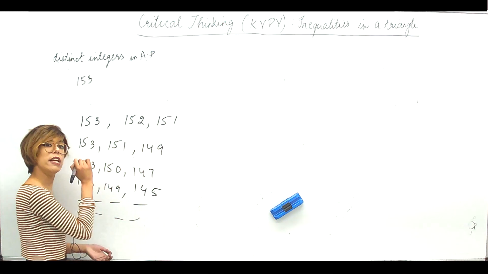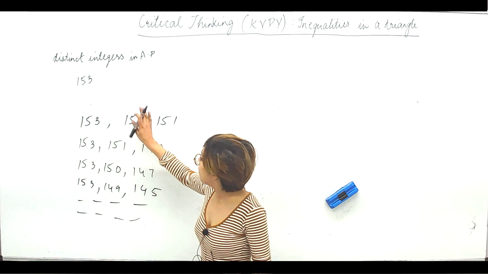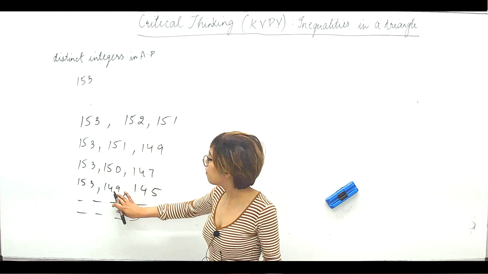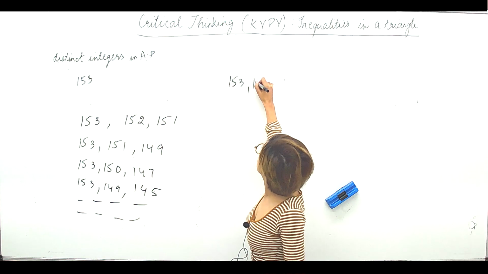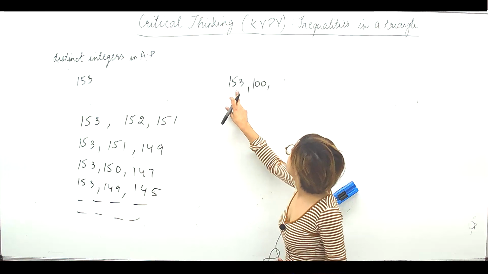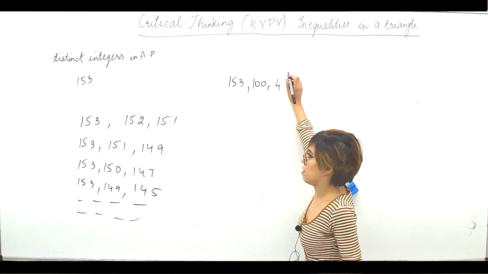The problem is, we can't write all of them. Now, check the last one, somewhere in between. Now 152, 151, 150, 149, and continuing we'll reach 153, 100. Check. Now how much is the difference here? 53. Subtract 53, so I'll get 47.